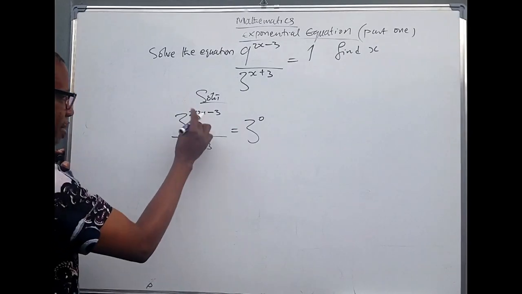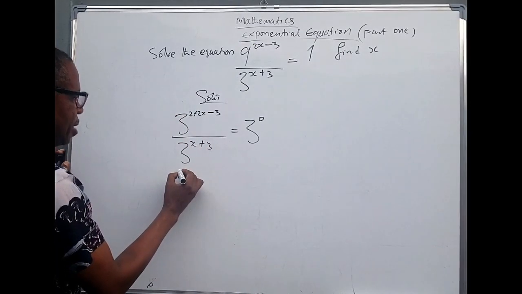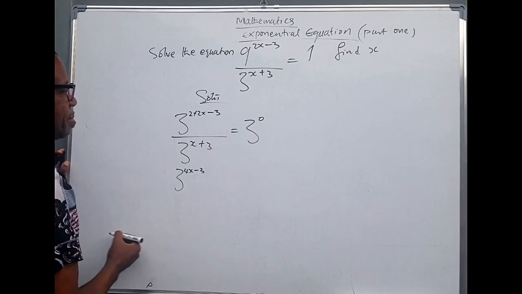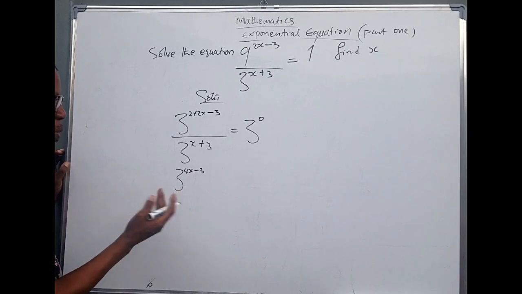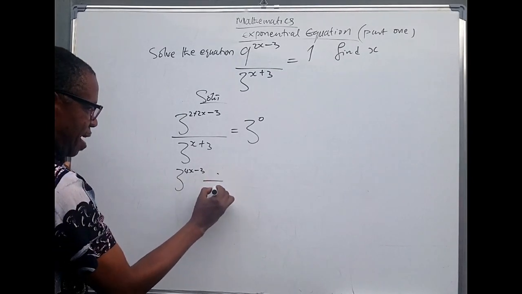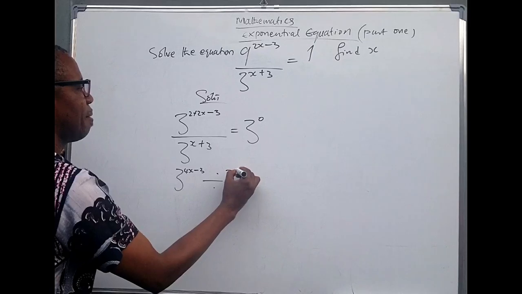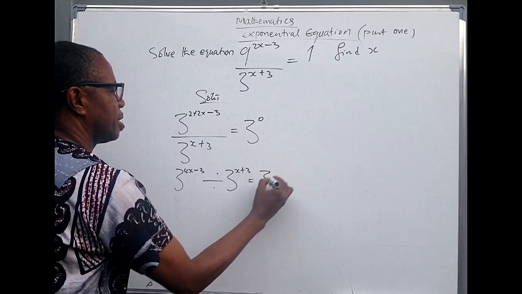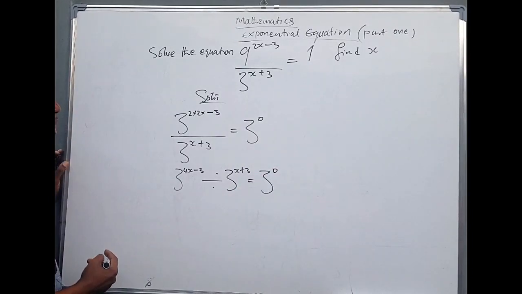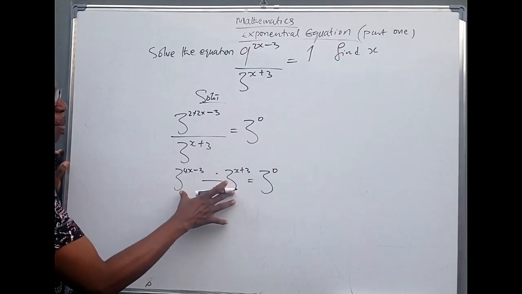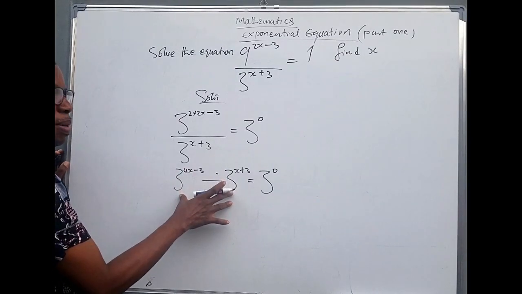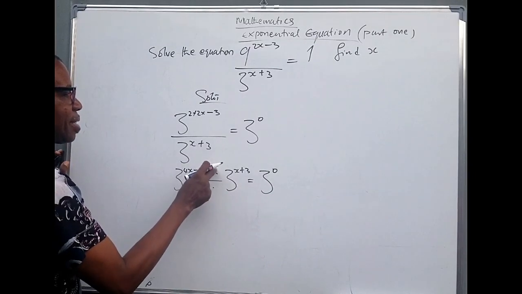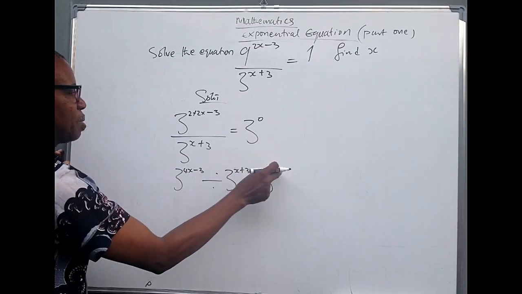Now, this definitely will give us 3 raised to the power 4x minus 3. Let me bring it into the common base you understand very well, divided by 3 raised to the power x plus 3 is equal to 3 raised to the power 0. Now remember I told you something about division when you have common base. Because it's common base, it simply means that this will subtract, while this will equate to 0.